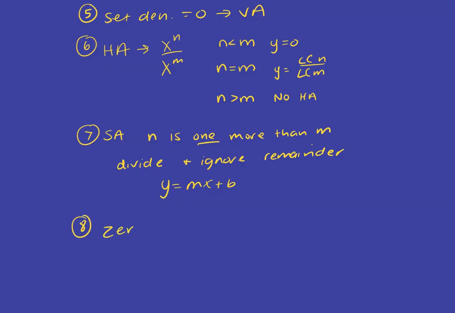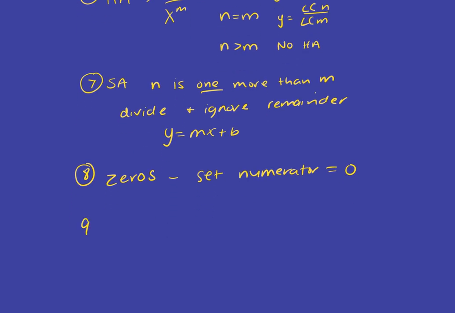I find the zeros by setting the numerator equal to 0. And I find the y-intercept by plugging 0 in for x. And my zeros I would list. All right, so zeros we list, and your y-intercepts go in coordinate point form, so 0, comma, a number, okay?